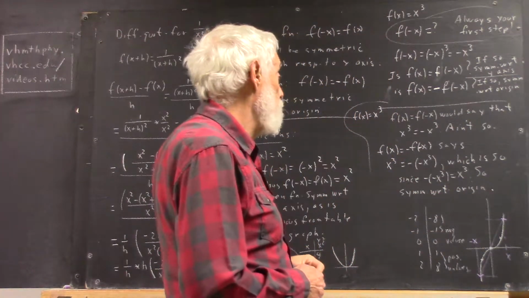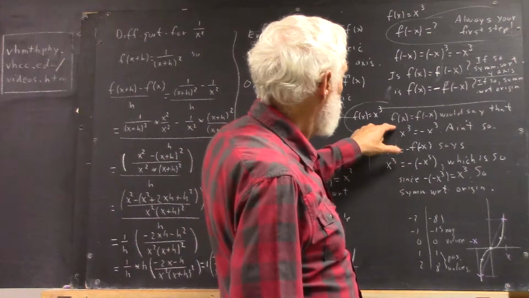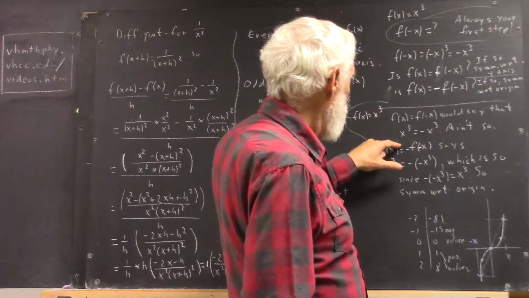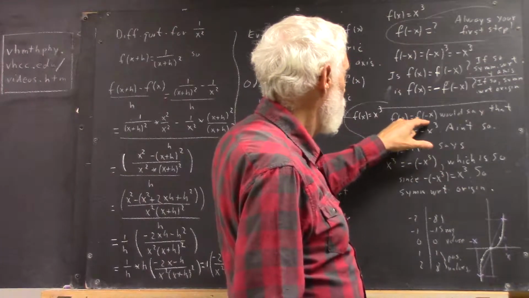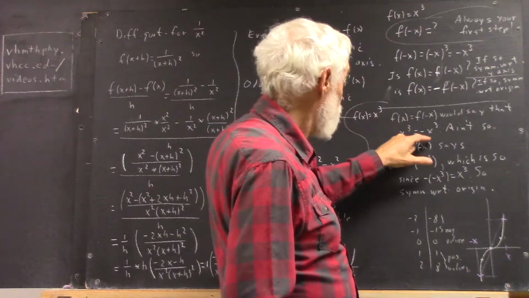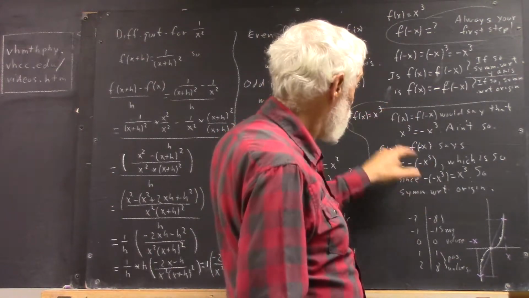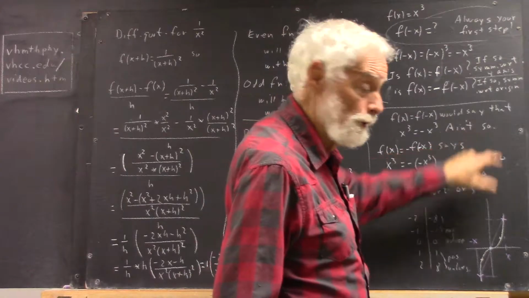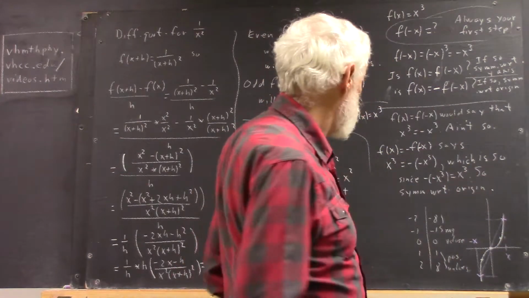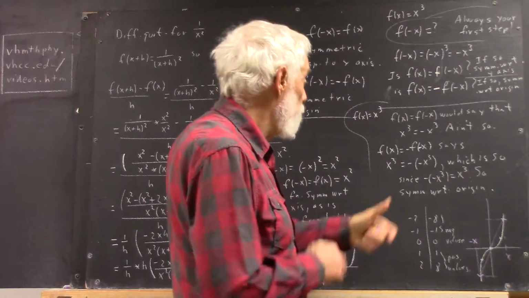Okay, well, let's see. Test whether f of negative x equals f of x. That would say that x cubed equals, well, f of negative x is negative x cubed. Well, x cubed is equal to f of x, negative x cubed is equal to f of negative x. They're not equal, so I say it ain't so. So we don't have symmetry with respect to the y-axis. It's not an even function.